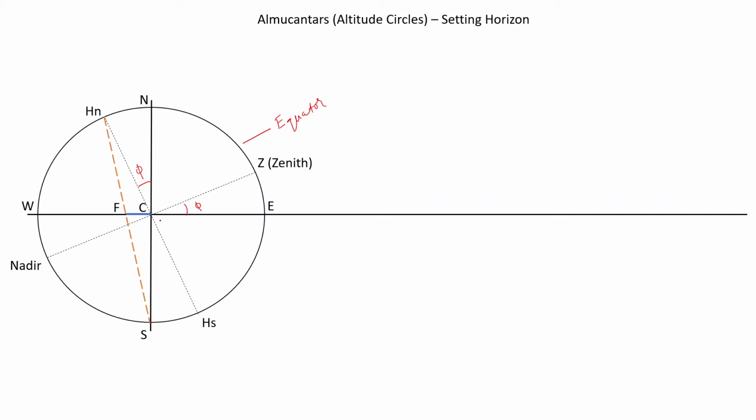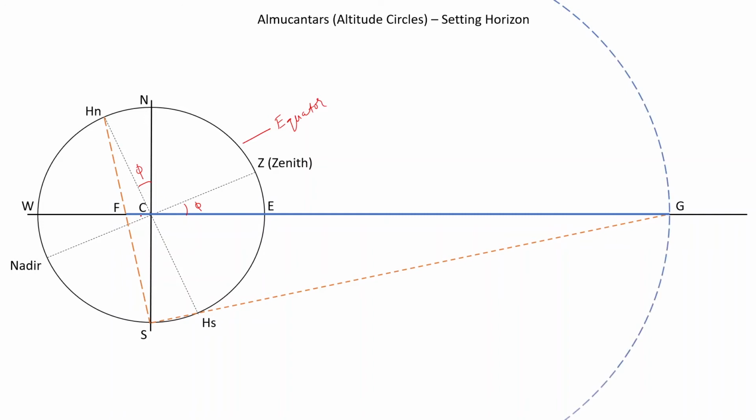Now extend another line segment from the south passing through the point of the south horizon Hs to the equatorial line at point G. CG is the other part of the diameter of the horizon circle towards the south. Hence FG is the diameter of the horizon circle. Draw a circle of diameter FG having center on the equatorial line such that it passes through the points F and G. This is the horizon for the observer at latitude phi.